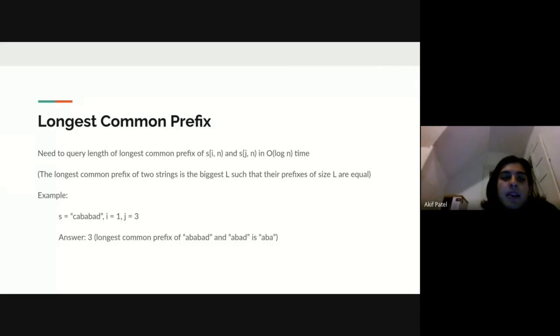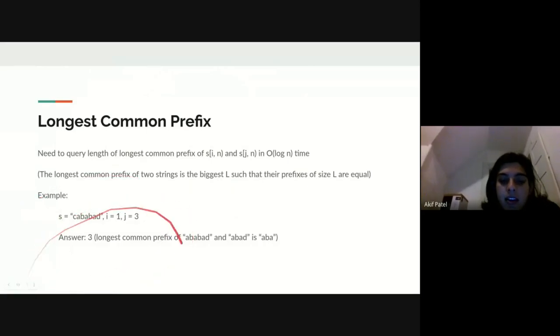Okay, let's keep going. Let's get into some problems. So the first problem is the longest common prefix problem. We have some string s, and we need to query the length of the longest common prefix of two given suffixes. So we have the suffix from i to the end and the suffix from j to the end. And we want the longest common prefix of them, which is the biggest l such that their prefixes of size l are equal. And we want to do this fast, so hopefully in log n time.